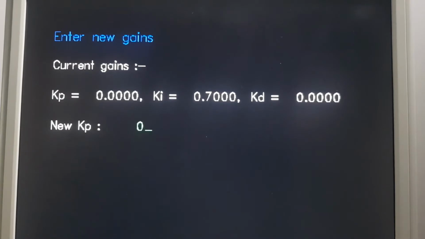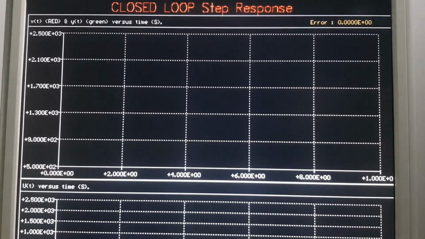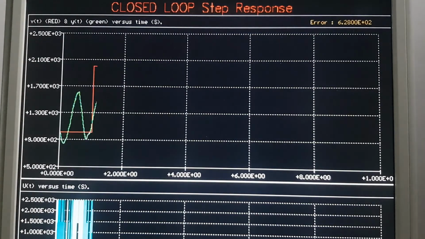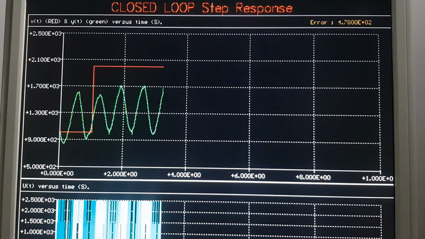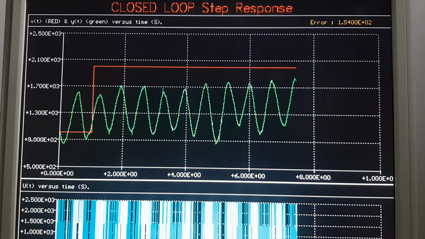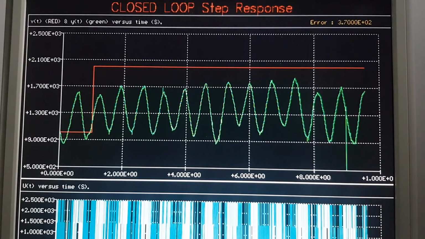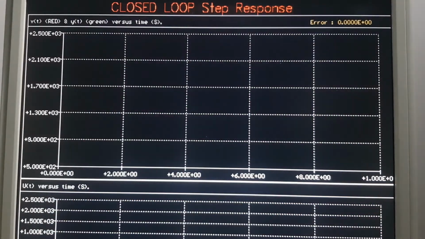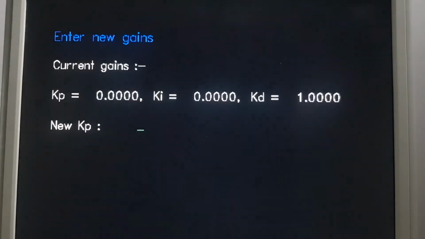So no proportional, no integral, and let's say go for 1 derivative. And let's see what happens. So notice now, it's not really doing much at all. The signal, in fact, is quite oscillatory. Notice this signal down here is very, very bumpy. So the system is switching itself on and off, and the derivative control on its own isn't very effective at all as a controller. Let's just try a different value.